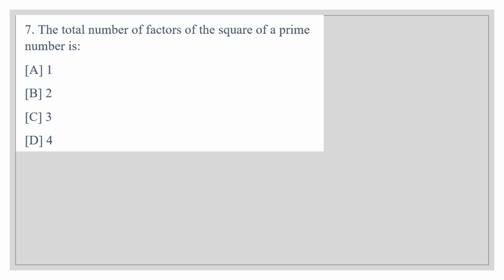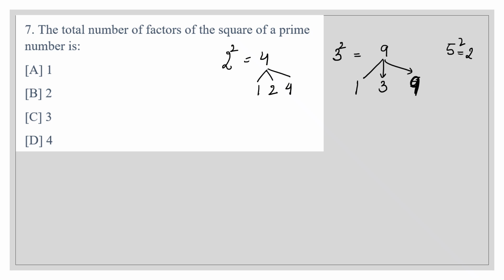Next, question number 7. The total number of factors of a square of a prime number. You can pick any. 2 square is 4. What are the factors? 1, 2 and 4. Pick 3 as a prime number. What is the square of 3? 9. And what are the factors? 1, 3, 9. Similarly, you can pick 5 square, which is 25. What are the factors? 1, 5 and 25. So the total number of factors of the square of any prime number is 3.